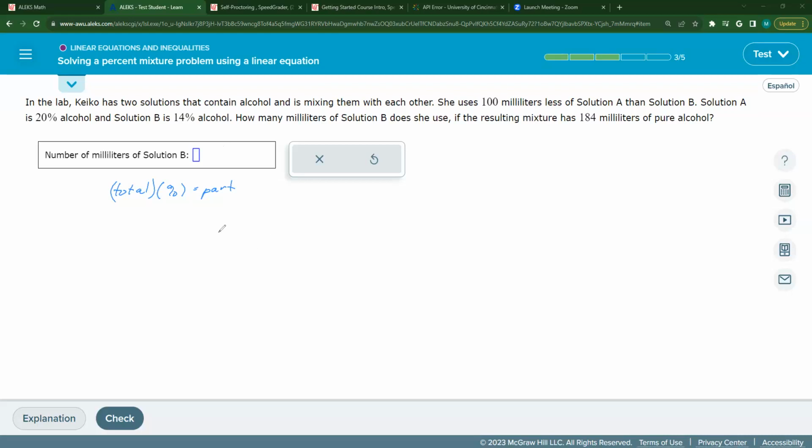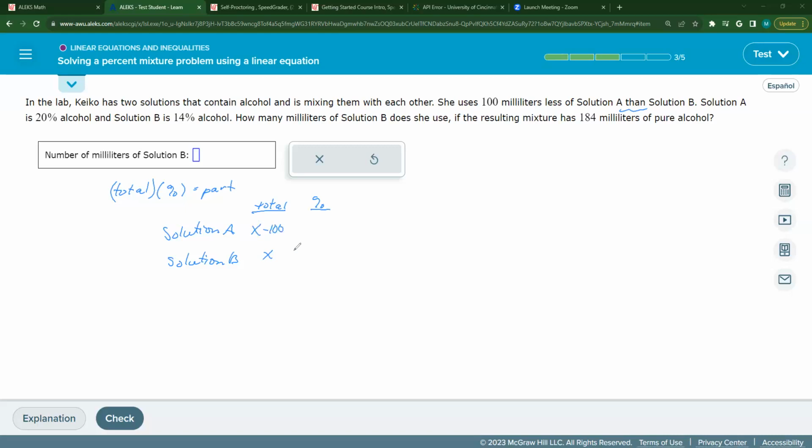All right, in the lab, Kiko has two solutions that contain alcohol and is mixing them with each other. So we have solution A and solution B. We have total, we have percent. Okay, if she uses 100 milliliters less of A than B, so B is going to be my X. 100 milliliters less is going to be the A, so X minus 100.